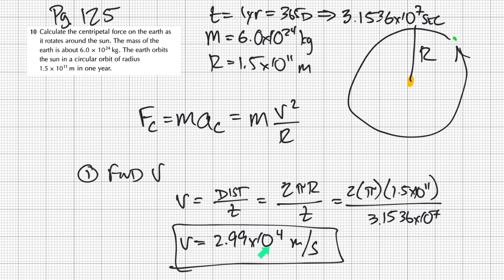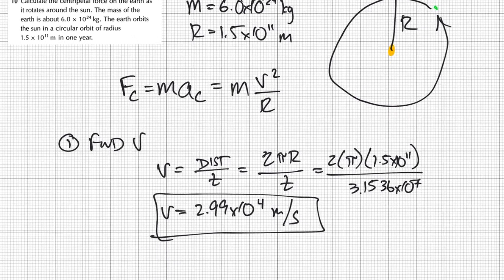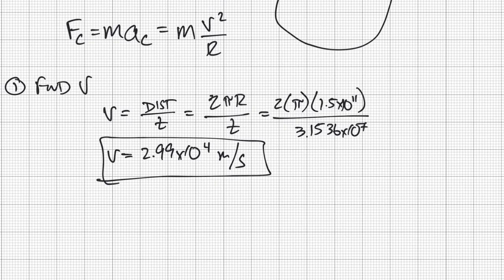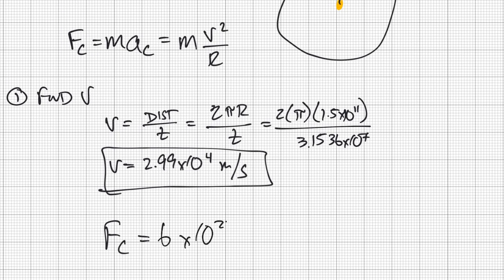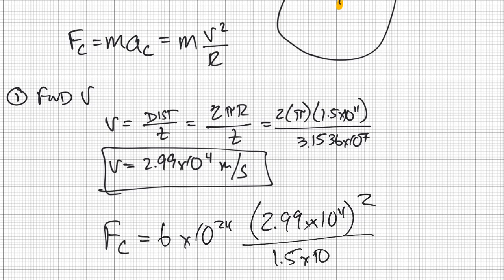And then we can simply just plug that value in here for my velocity. We already know my mass, and we know my distance as well. So if we were to do that, our centripetal force is going to equal our mass, which is 6 times 10 to the 24, times our velocity, which is 2.99 times 10 to the 4th, that value squared, divided by my radius, which is 1.5 times 10 to the 11th. And that's going to give me a value of 3.6 times 10 to the 22 newtons.